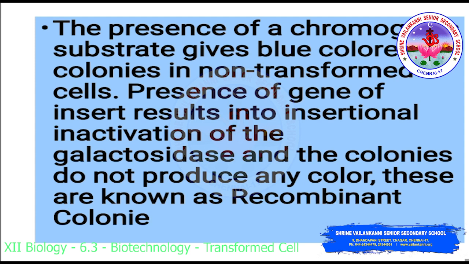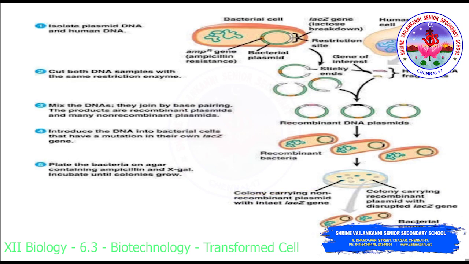The presence of the chromogenic substrate gives blue-colored colonies in non-transformed cells. The presence of the inserted gene results in insertional inactivation of the galactosidase, and the colonies do not produce any color. These are known as recombinant colonies. Here you can see an example.